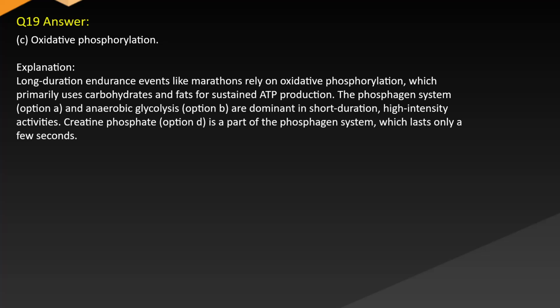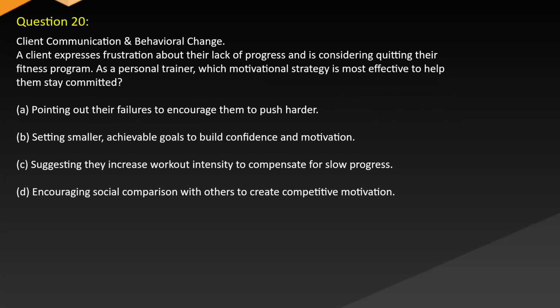for sustained ATP production. The phosphagon system, option A, and anaerobic glycolysis, option B, are dominant in short-duration, high-intensity activities. Creatine phosphate, option D, is a part of the phosphagon system, which lasts only a few seconds. Question 20. Client communication and behavioral change.